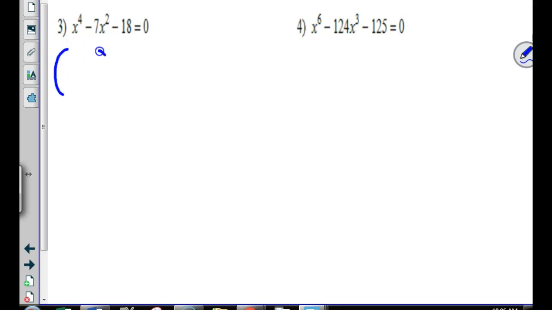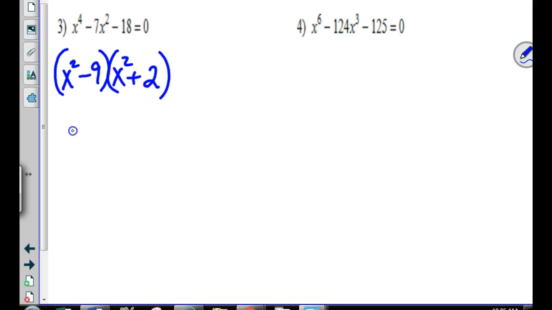So how could I multiply two things to get an x to the fourth? X squared times x squared. That seem okay? Now, what are factors of 18 that you want to try to make a 7? To get a negative 18, we need either the 9 or the 2 to be negative. You want to try the 9, okay?